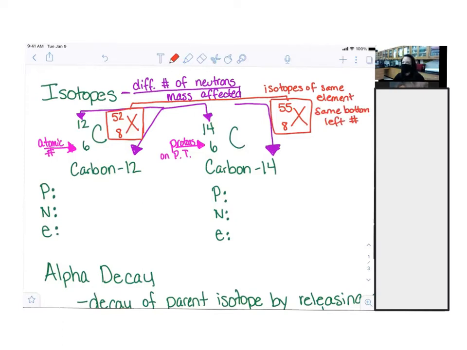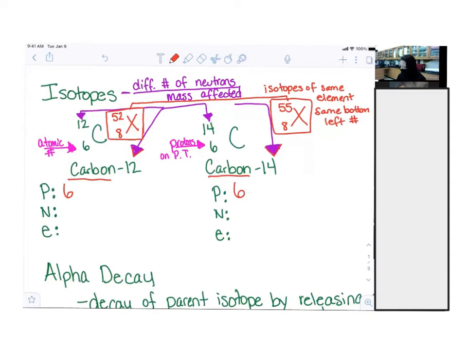So when we name an isotope, we name the element, and then we name the mass. So if I'm just given a name and a mass, I may have to look on my periodic table to find out the atomic number. If I'm given isotopic notation, then to find the atomic number, I can just look at the bottom left number. So both of these carbon atoms have 6 protons in them.